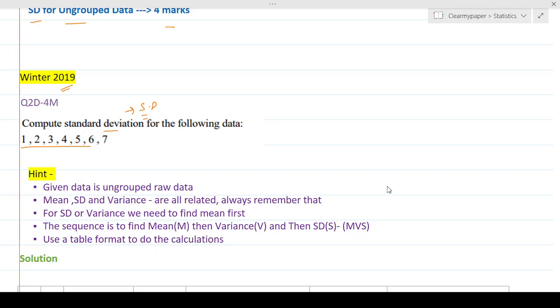Just as a quick recap, before solving the problem, after reading the question, these are the things that need to run through your mind immediately. First and foremost, the data given is ungrouped raw data. There is no grouping, there is no class interval, just straight data.